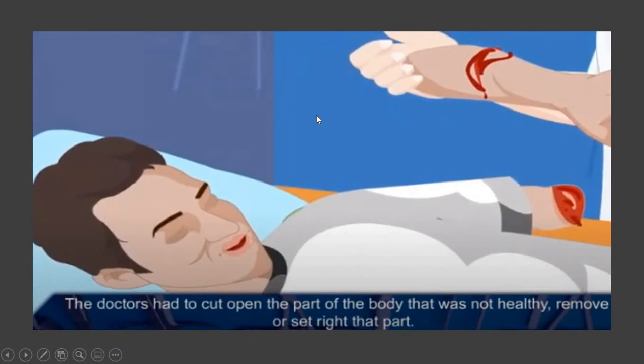The doctors had to cut open the part of the body that was not healthy, remove or set right that part. This would involve a lot of pain to the patient.